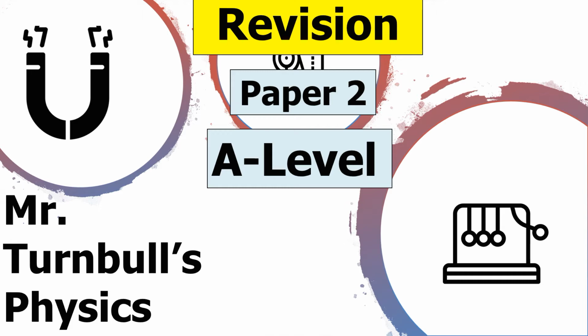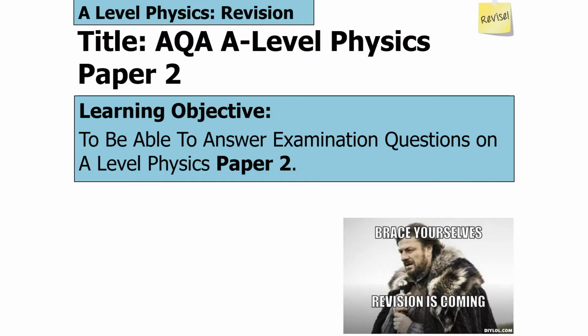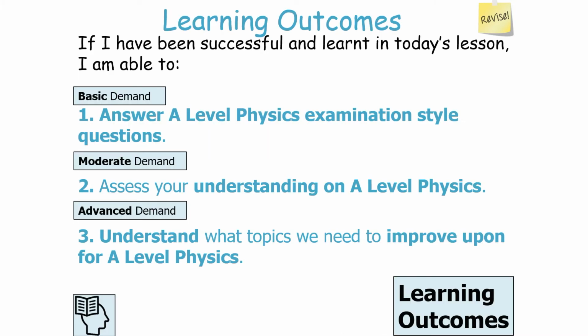So in today's revision session, what we're going to be looking at is trying to answer examination questions found on topics on A-Level Physics Paper 2. So if we've been successful and learned in this revision lesson, we'll be able to answer A-Level Physics examination style questions for Paper 2. You can assess your own understanding on A-Level Physics and finally understand what topics we need to improve on moving forward for A-Level Physics.